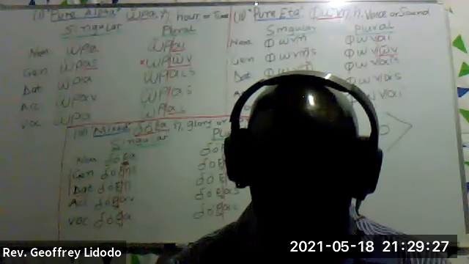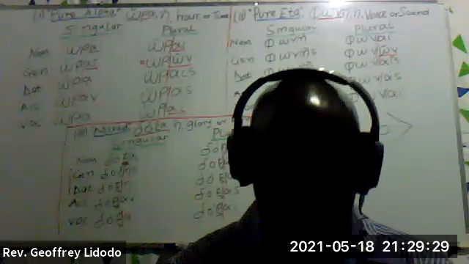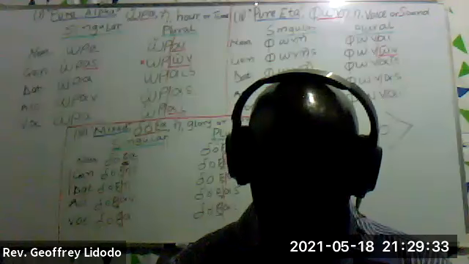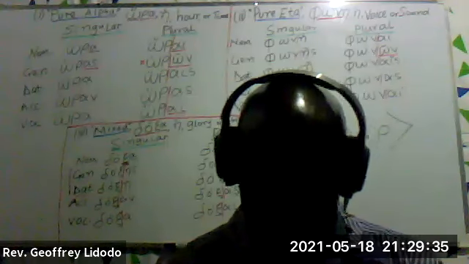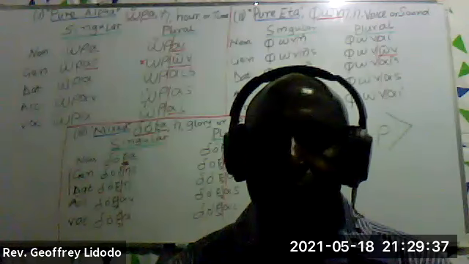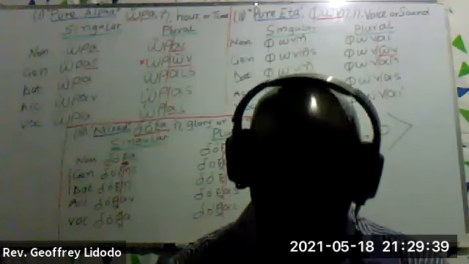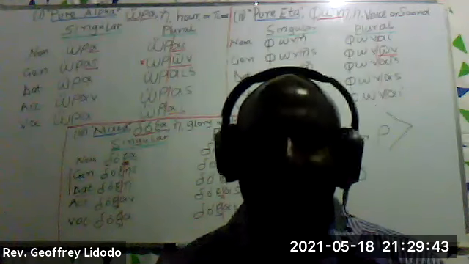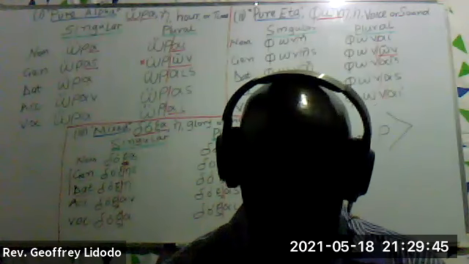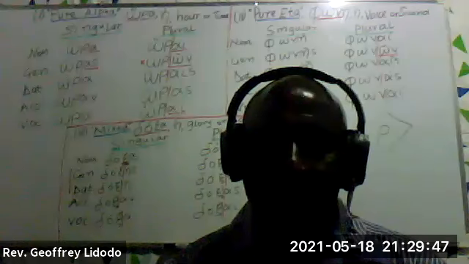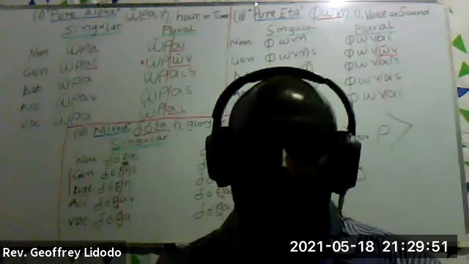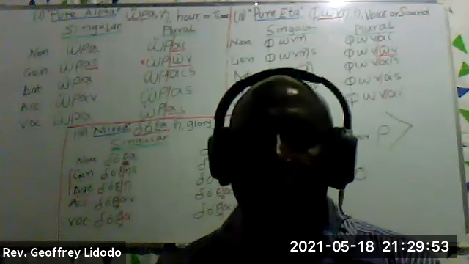And then we have ergon. You can see the article there is to. And this shows you that ergon is a neuter noun. And it refers to what? Deed or work.